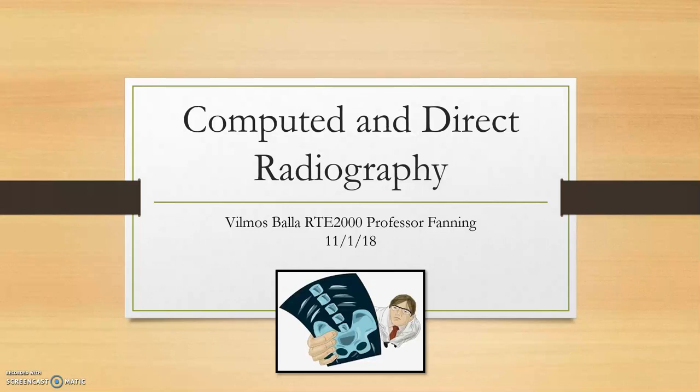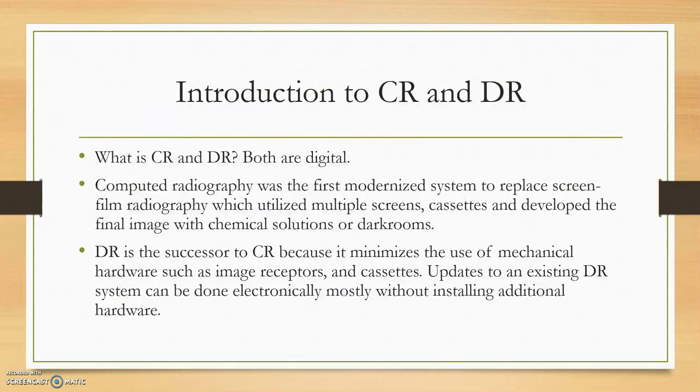In this presentation, we will be focusing on computed and direct radiography. As an introduction to CR and DR, they're both digital types of systems. Digital imaging was originally developed in the 1980s and gained acknowledgement in the early 1990s, but was rarely actually used even with the development of PACS, which is an acronym for a Picture Archiving and Communication System.